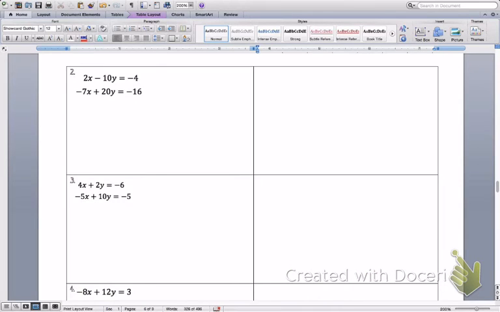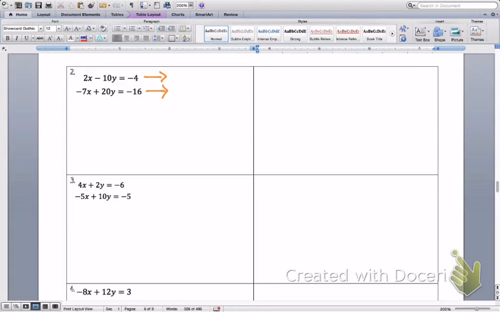All right, let's look at number 2 now. And we have to ask ourselves, what can we multiply these equations by, or either one of these equations by, in order to either cancel out the x's or to cancel out the y's. So again, there's more than one way to do these. So let's decide, what are we going to multiply the equations by? So either the top one or the bottom one.